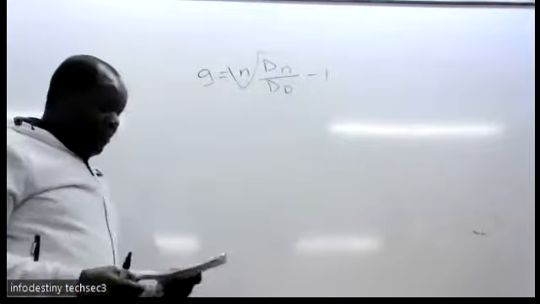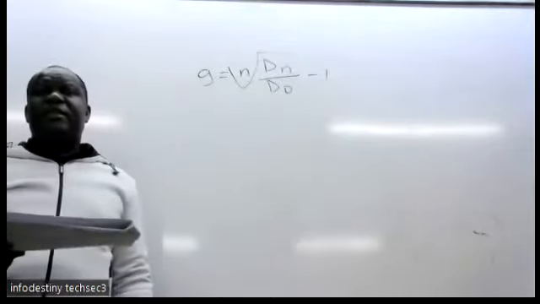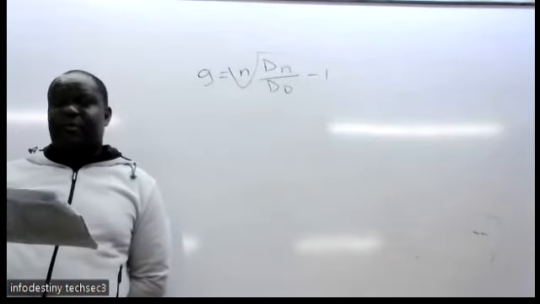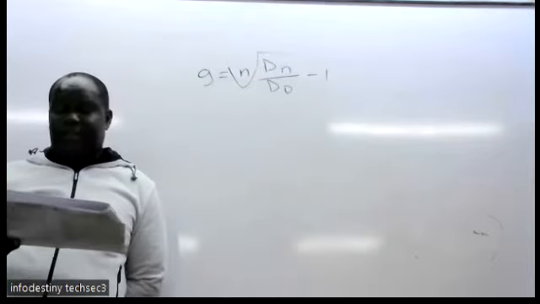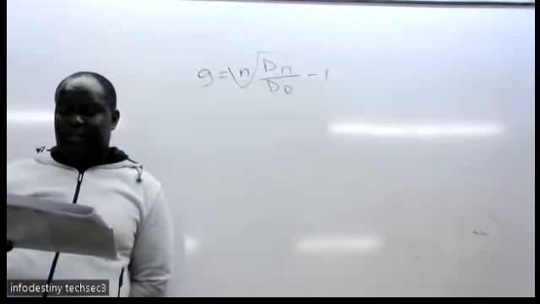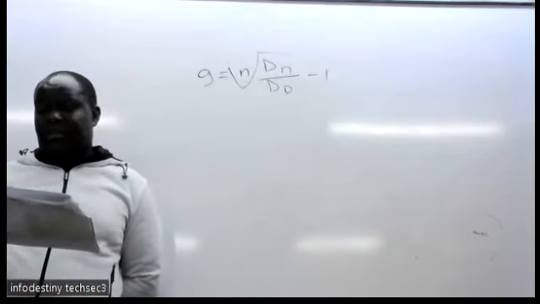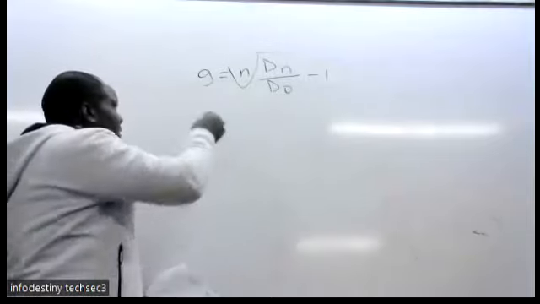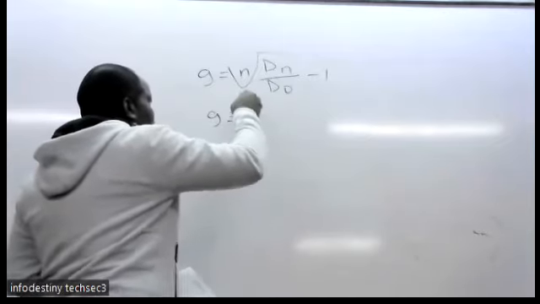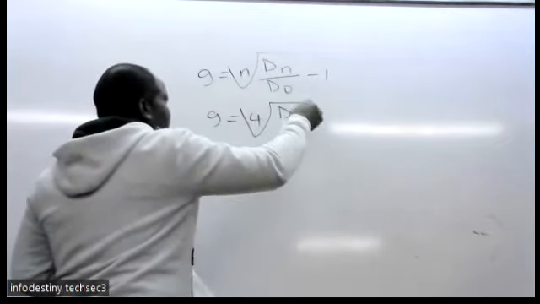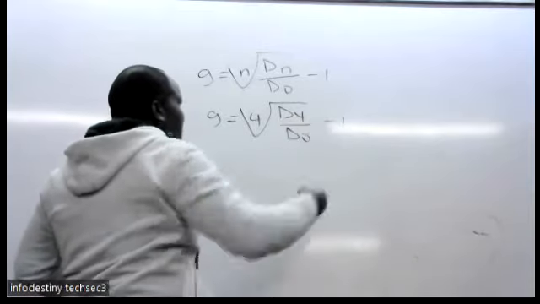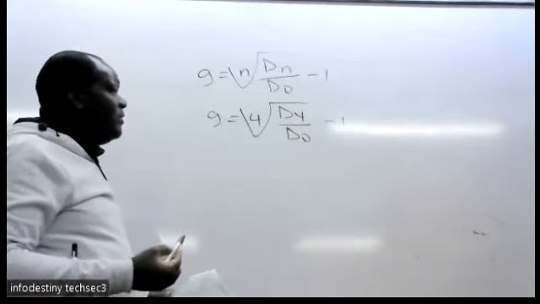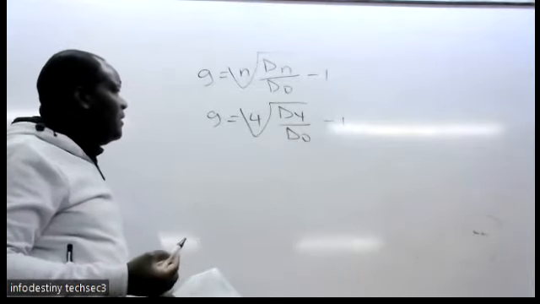So we go to the question: 2015 you name it as D0, 2016 D1, 2017 D2, 2018 D3, 2019 will be D4. So that means that our G should be equal to the fourth root of D4 divided by D0, minus 1.